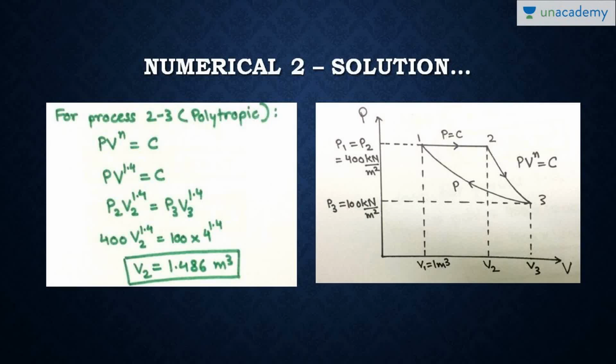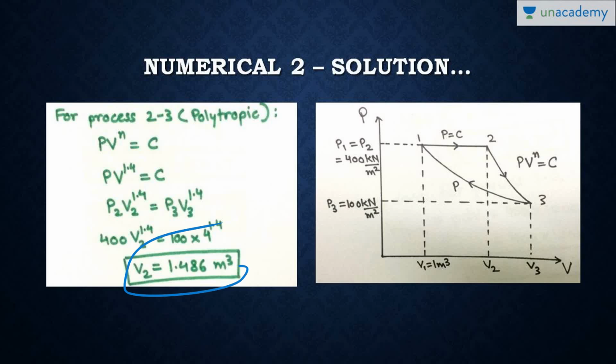And 2 to 3 is a polytropic process and the polytropic equation is P2 V2 raised to power n is equal to P3 V3 raised to power n, and P2 is 400, V2 we have to find, P3 is 100 and V3 is 4. So the value of V2 is 1.486. So P1 and P2 are equal to 400 and P3 is equal to 100. V1 is equal to 1 meter cube and V2 is equal to 1.486 and V3 we have found as 4. So these are the three values which we have calculated for the first part.